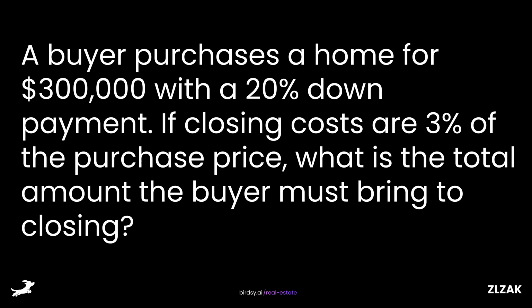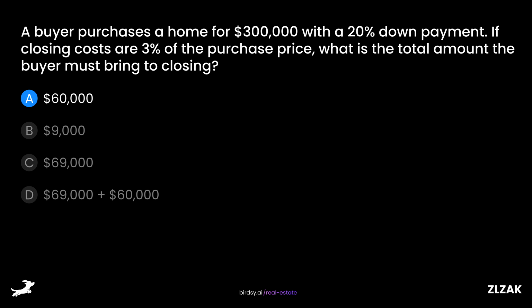A buyer purchases a home for $300,000 with a 20% down payment. If closing costs are 3% of the purchase price, what is the total amount the buyer must bring to closing? Is it A, $60,000, B, $9,000, C, $69,000, or D, $69,000 plus $60,000? The answer is D.